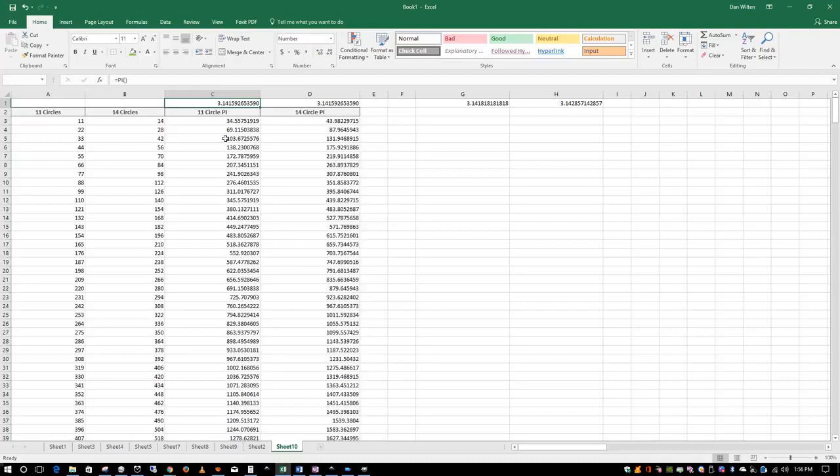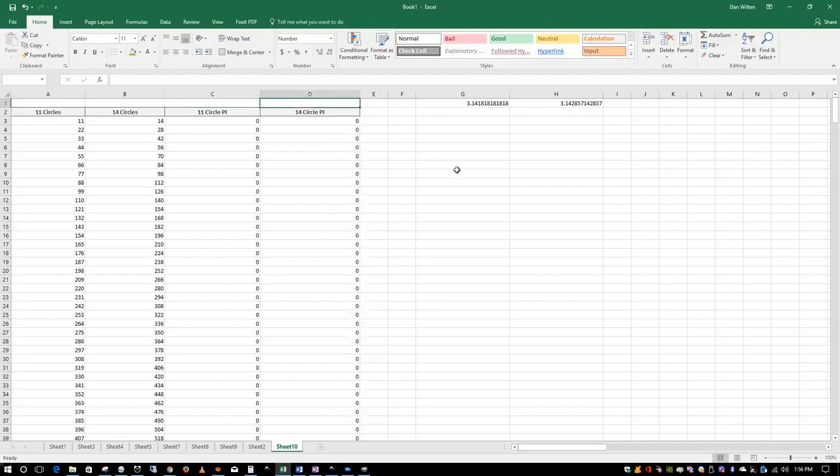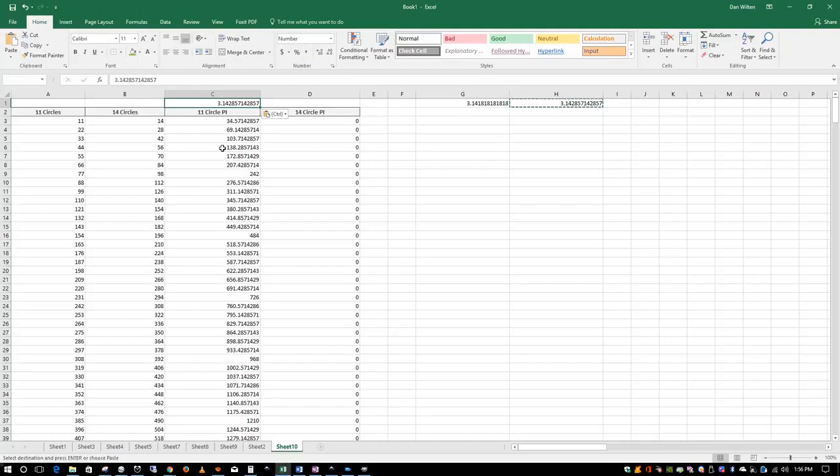system. So the next thing I'm going to do is to kind of show you the way this works is I'm going to take the 14 circle pi and I'm going to plug it into the 11 circles and we get this.